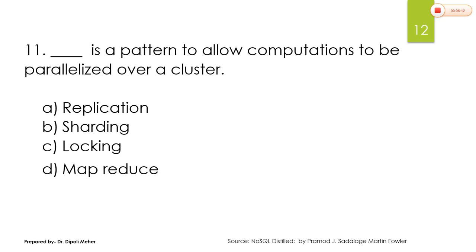Next question is, dash is a pattern to allow computations to be parallelized over a cluster. Options are A, replication, B, sharding, C, locking, and D, MapReduce. And the correct option is option D, MapReduce. MapReduce is a pattern to allow computations to be parallelized over a cluster.